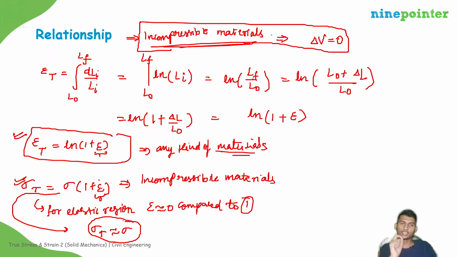But in engineering applications, we generally design for the elastic region. So true stress and true strain are almost equal to engineering stress and engineering strain, so we can use engineering stress and engineering strain. And we derived the relationships. The relationship between true stress and engineering stress is sigma T is equal to sigma into 1 plus epsilon. Here sigma and epsilon are engineering stress and strain. And the relationship between true strain and engineering strain is epsilon T is equal to ln of 1 plus epsilon, where epsilon is engineering strain.